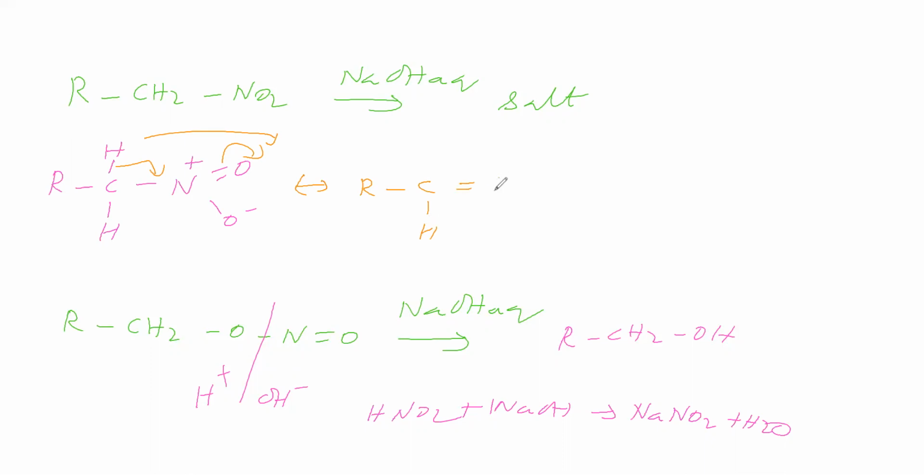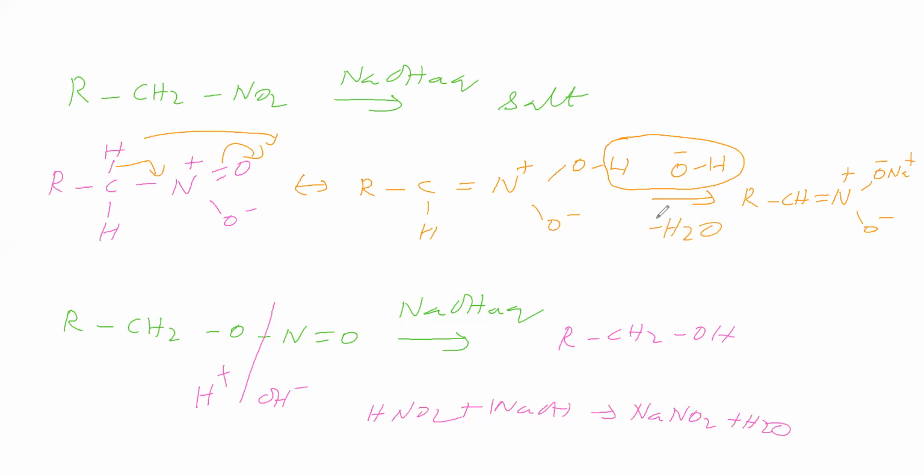In the resonance, here is a double bond, here N+, here OH, here O-. It is called the acid form. Now sodium hydroxide comes for reaction, so we write OH-. This is becoming water and this is becoming O-, and that O- is stabilized by Na+. So we get RCH double bond N+, here O- Na+, here O-. The water leaves. So in this case we are getting a salt.